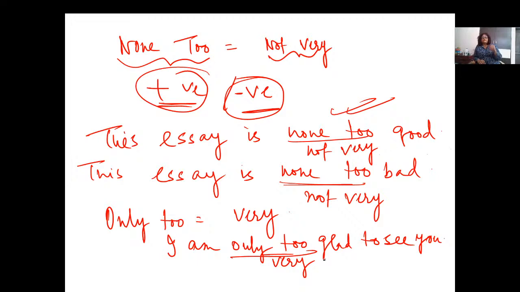But we don't use very. We can take only too because only too means very. None too means not very. So none too and only too can be used with both positive and negative information.